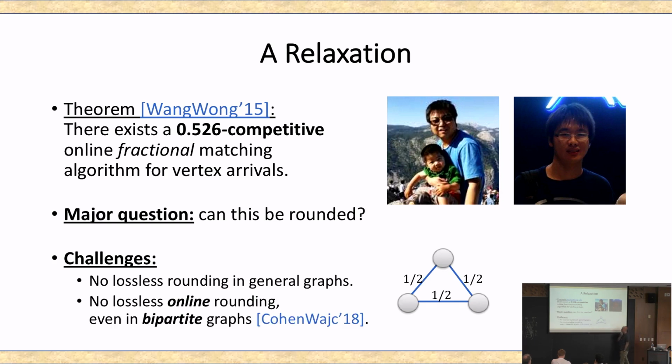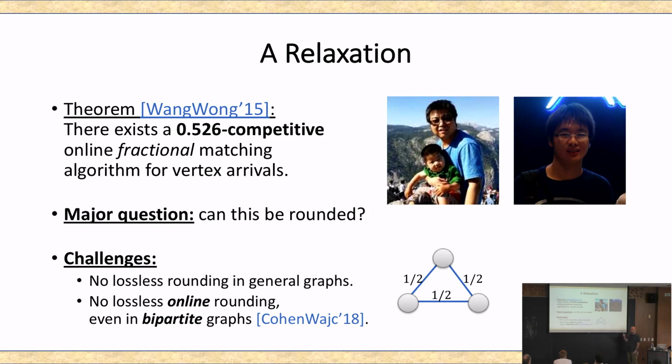In joint work with Ilan Cohen at SODA '18 last year, we showed that there exists no lossless online rounding algorithm, even in bipartite graphs with one-sided vertex arrivals, so in the classic KVV model. This is really distressing, right? If you're curious what you'd have to lose in general: here we had to lose a 2/3 term, here you'd have to lose a 7/8, and even 7/8 times 0.526 is below 1/2.